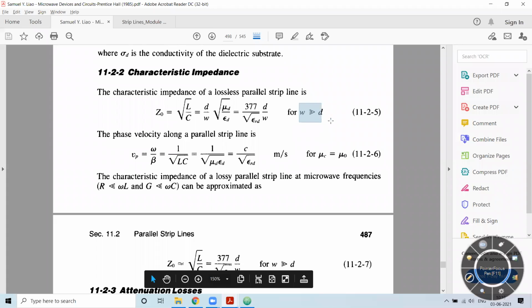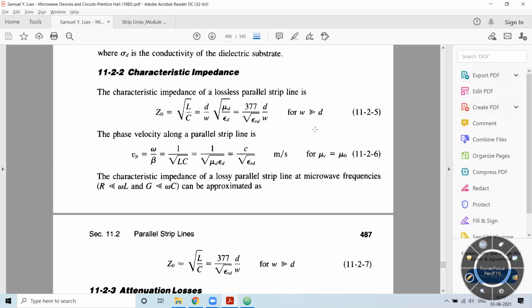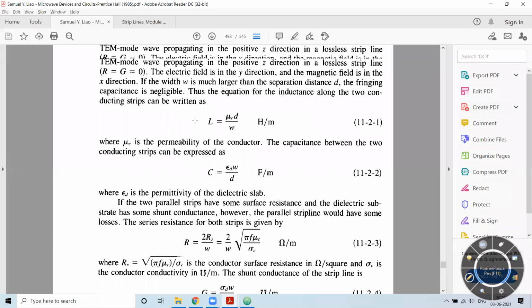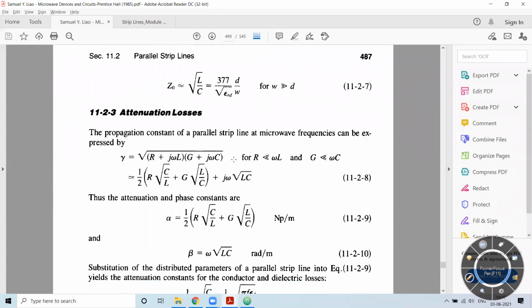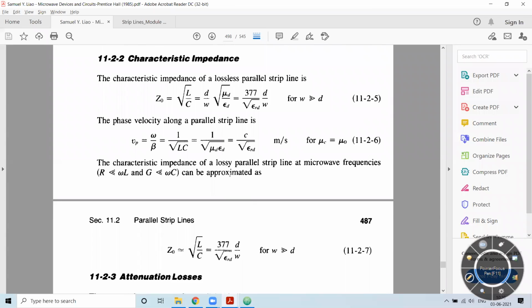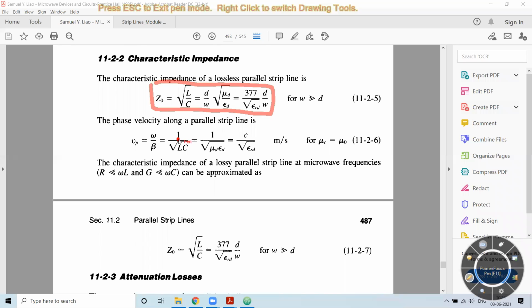So it is 377 divided by square root of epsilon rd into d by W. And the condition what you had considered was W is much greater than the d value. That is, width of the conductor is greater than the distance between the conductors. That is, in the parallel strip line, width of this conductor is greater than the distance between these two conductors. So this is the characteristic impedance value what you get after substituting L and C in this equation.